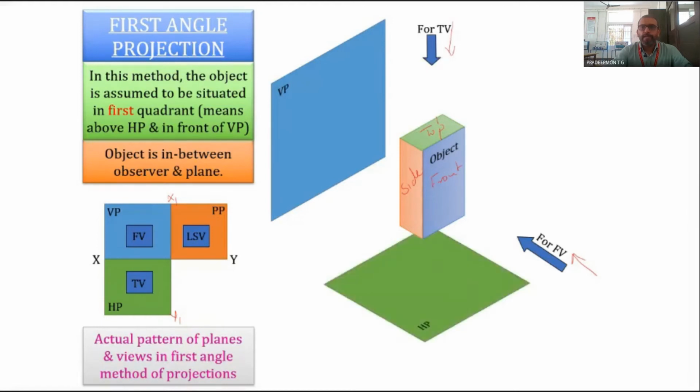And the top view is projected onto the horizontal plane. The horizontal plane will be below the object. So the horizontal plane is below the object.